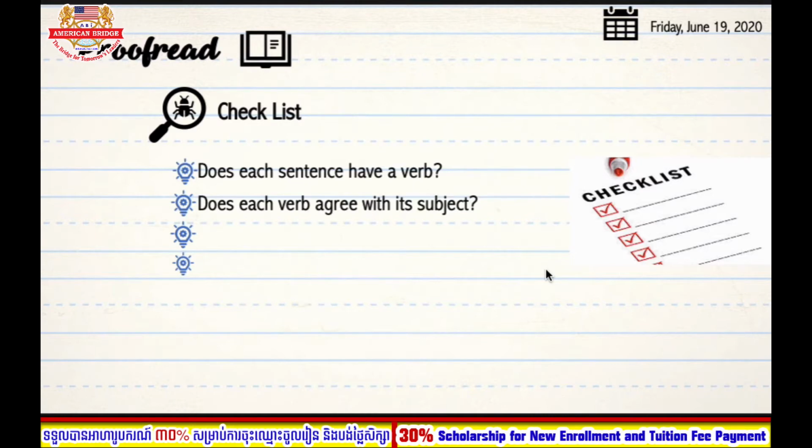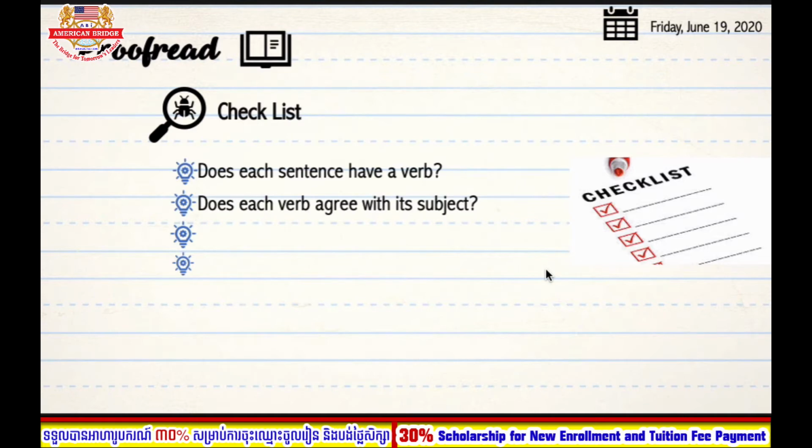The second one is, does each verb agree with its subject? When you have the subject and verb, you need to make sure that the subject and the verb are consistent. For example, let's say you use a plural subject, make sure your verb is in a plural form. But in the narrative paragraph, it is not a big problem because your writing is supposed to be in the past tense, because you are describing past situations. You talk about your story, so make sure the verb that you use is in the correct verb form. If it is a past simple, make sure you use the correct past simple form, okay?